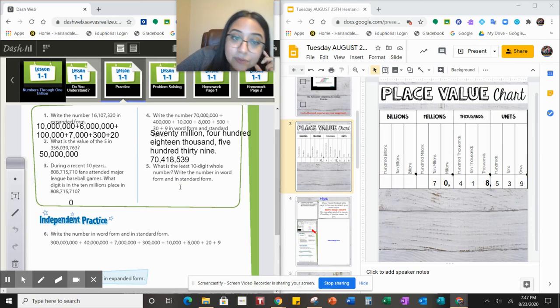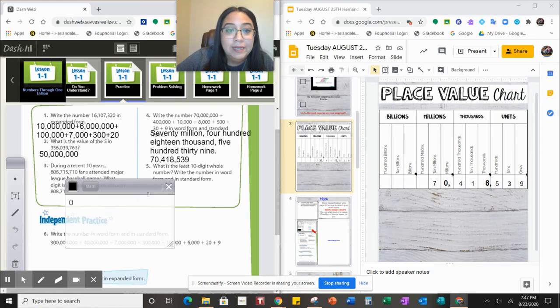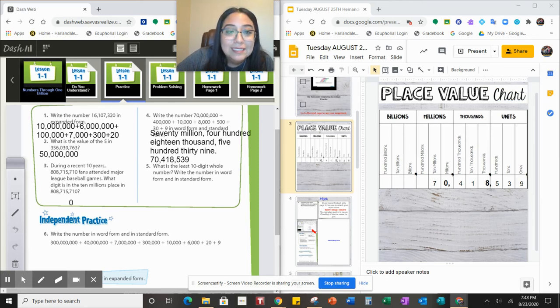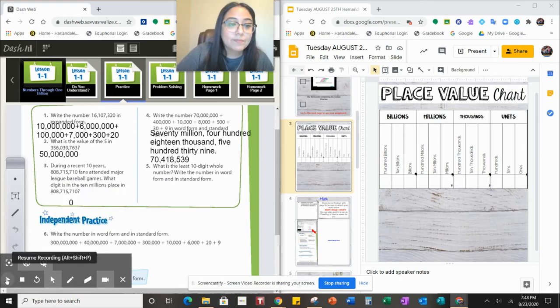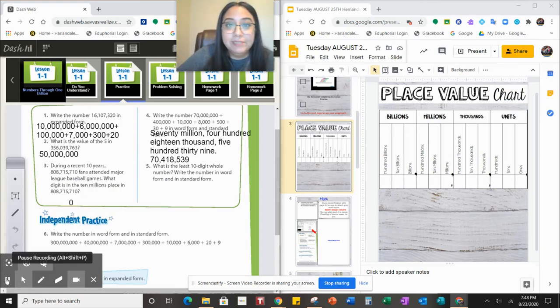And now on to the last one. It says, what is the least 10-digit whole number? Write the number in word form and in standard form. So the least 10-digit whole number. So we want 10 digits. I'm going to go ahead and empty my place value chart. Okay, so now that it's empty, we can go ahead and try to find the least 10-digit whole number.